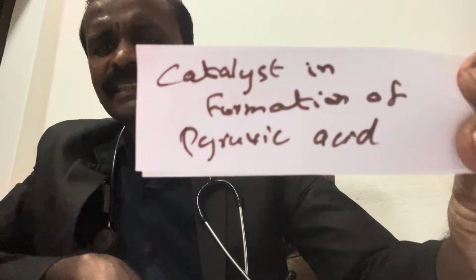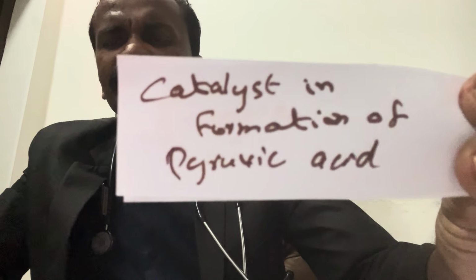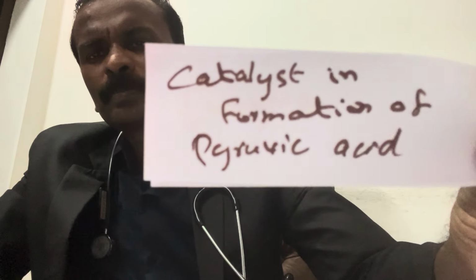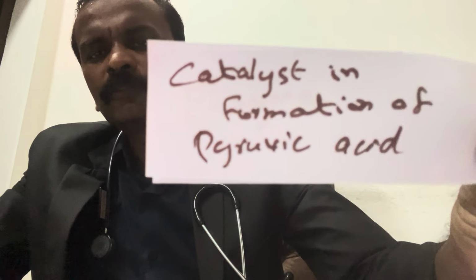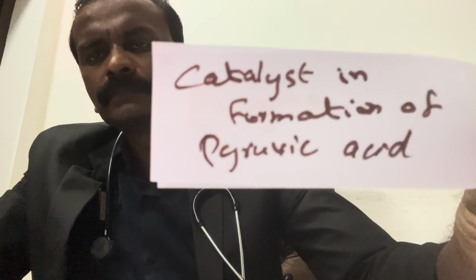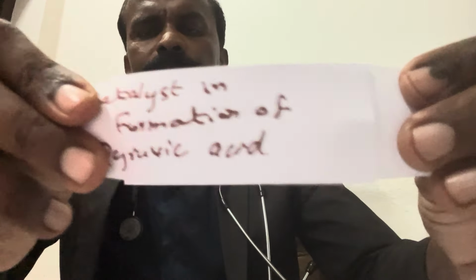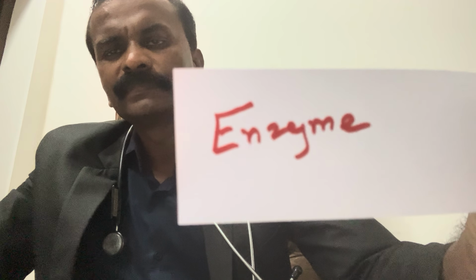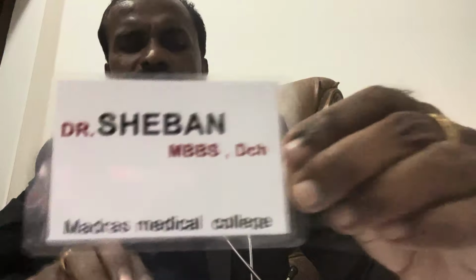Which is a catalyst in the formation of pyruvic acid? Catalyst in the formation of pyruvic acid. Come on. Enzyme. Catalyst in the formation of pyruvic acid. Don't forget my name, Dr. Sheban. Okay.